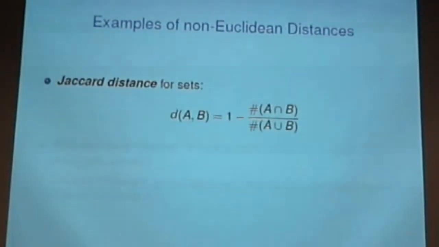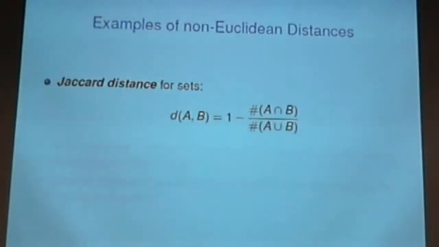Here are some examples of non-Euclidean distances. I don't know how to pronounce this. This is supposed to be a French name. Does anyone who is good at French know? Jaccard. Well, anyway, here is this distance.